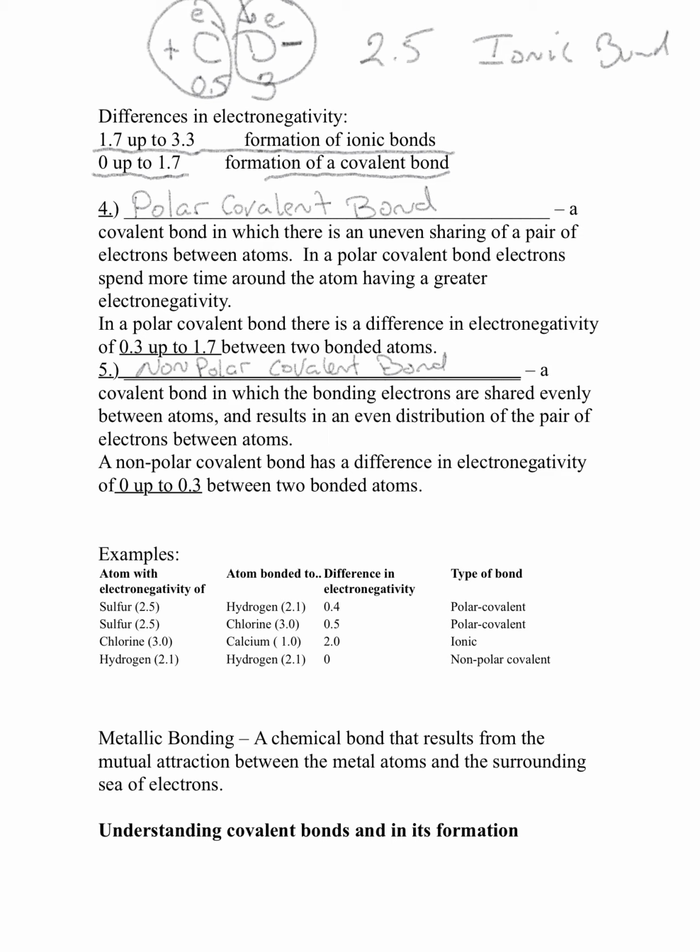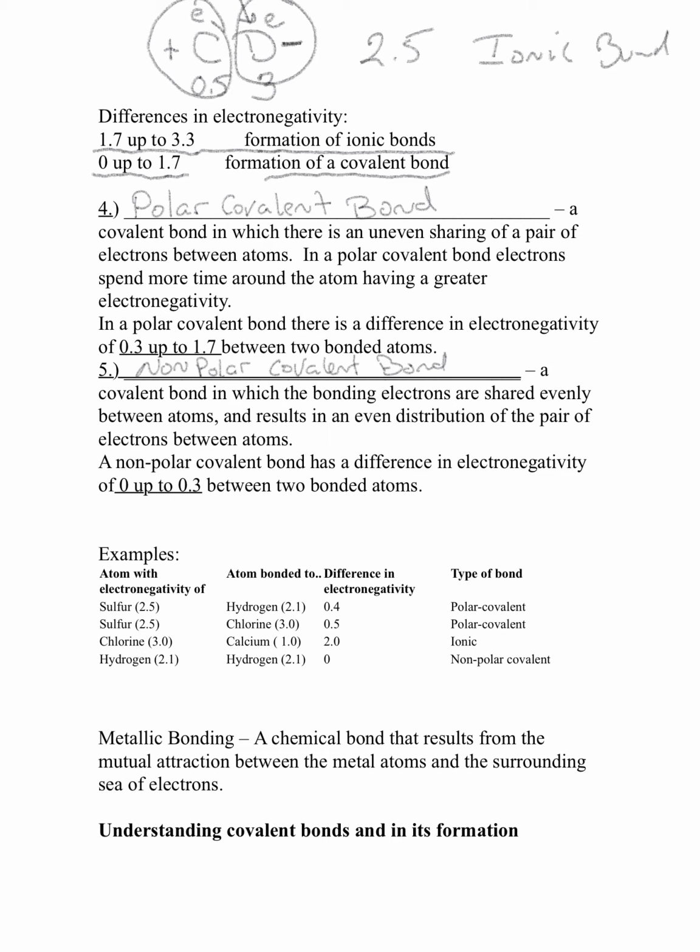Okay, now a polar covalent bond, that's a covalent bond in which there is an uneven sharing of a pair of valence electrons between atoms. In a polar covalent bond, electrons spend more time around the atom having a greater electronegativity. There's not a transfer of electrons, but there is an uneven sharing of the electron. In a polar covalent bond, there is a difference in the electronegativity of between 0.3 and 1.7.